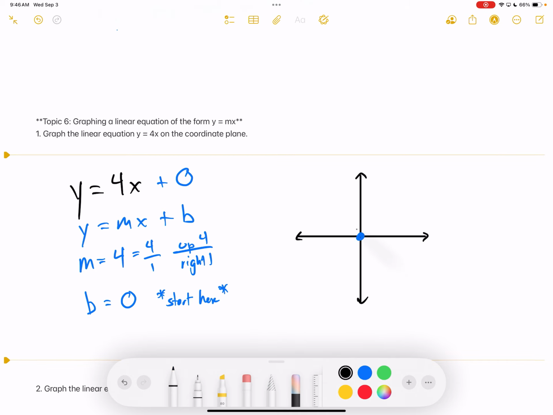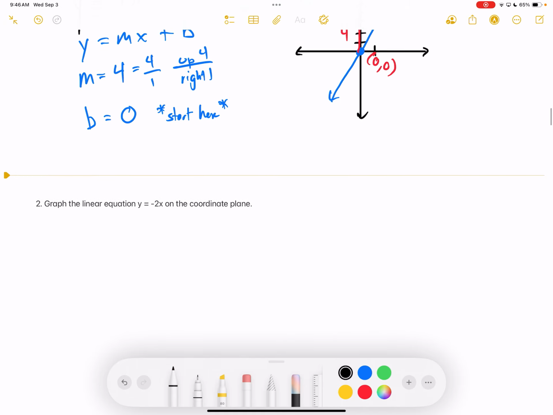And then I'm going to go up 1, 2, 3, 4 to the right 1. Okay, so from this point, I go up 1, 2, 3, 4, and to the right 1. And that is my line. So what we did here is we started at y equals 0 and then we went up 1, 2, 3, 4 to the right 1. And that's my slope. And that's all you have to do. Once you have 2 points, you can draw a line and make your graph.